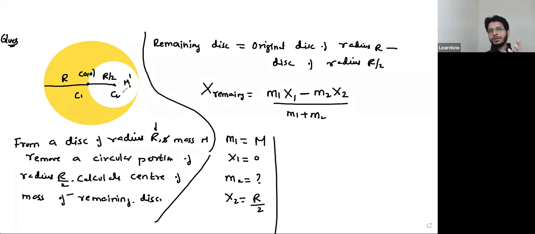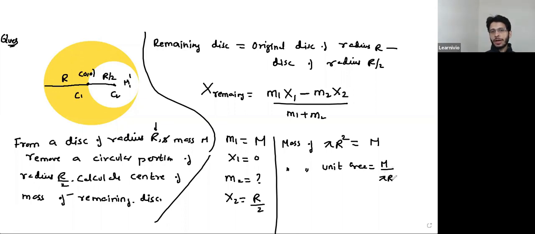Okay, tell me one thing. Over the disk, is mass distributed over length, area or volume? For the disk, is mass distributed on the length of the disk, on the area of the disk, or on the volume of the disk? So area. Disk is two-dimensional. So you can say that mass of pi r square area is M. You can calculate mass of unit area. That comes out to be M by pi r square.